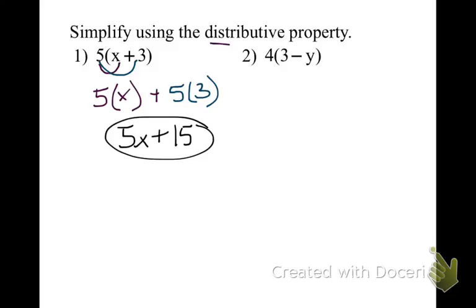So once again, we're using the distributive property. So I have to share my 4 with my 3, which is 4 times 3. Then I have a minus sign right here. So bring down my minus sign. I have to share my 4 with my y, so 4 times y.